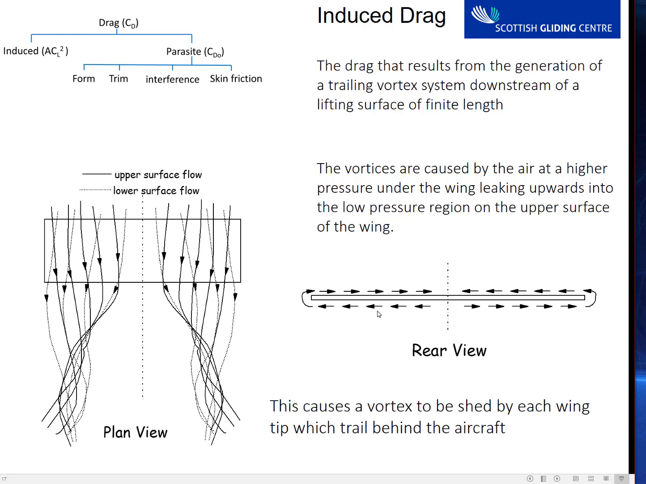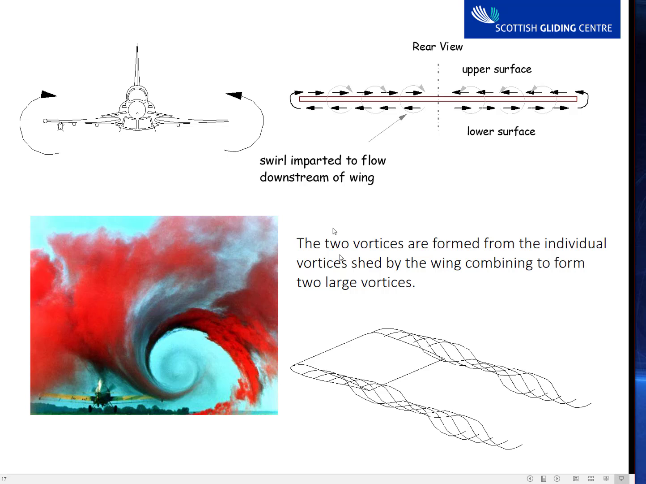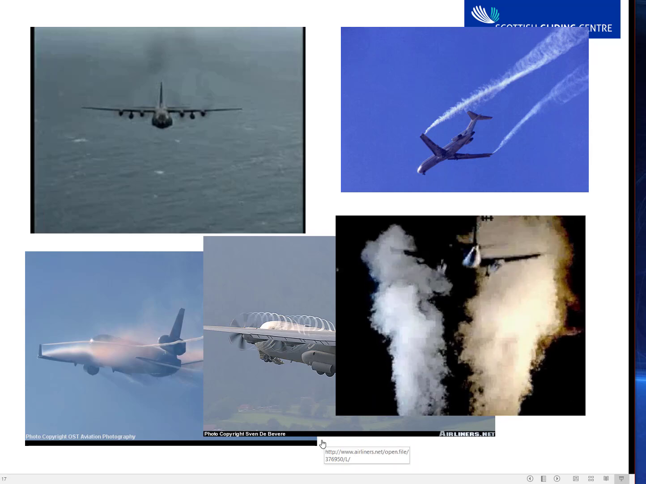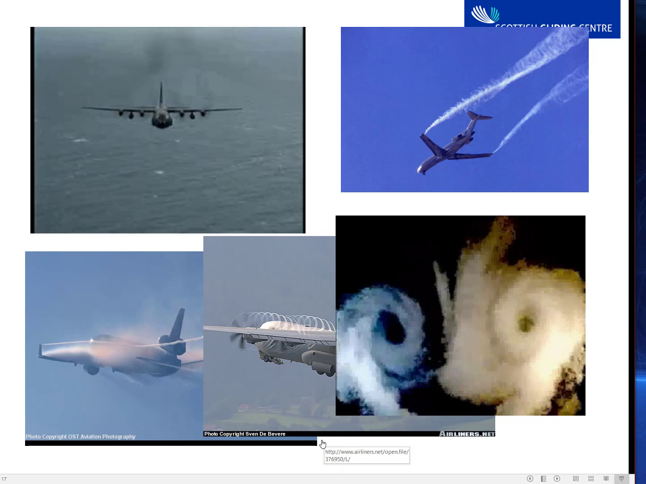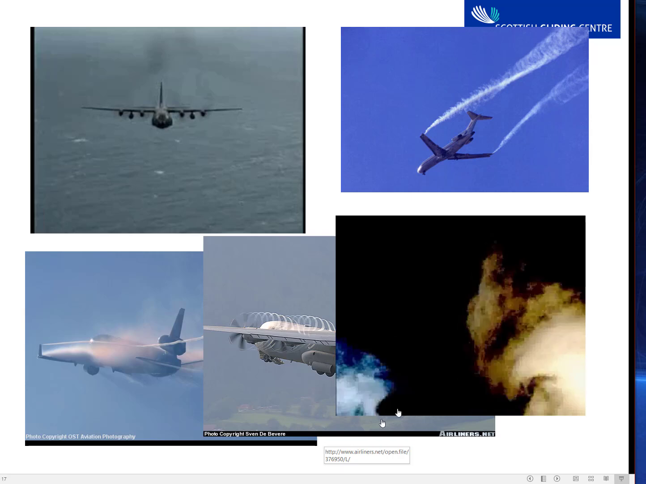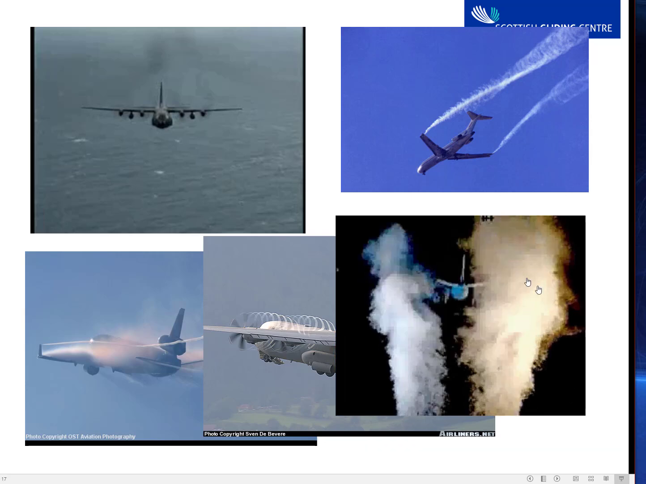Now, what will happen is that these two sheets of flow moving in opposite directions from the bottom and the top surface of the wing will wind themselves up into two large counter-rotating vortices. These counter-rotating vortices create a large downwash behind the wing, and we can see these vortices if something visualizes them. So what we see here is smoke in a wind tunnel and an aircraft flying through it, and we can see the two large trailing vortices created behind the wing and the large downwash being created.